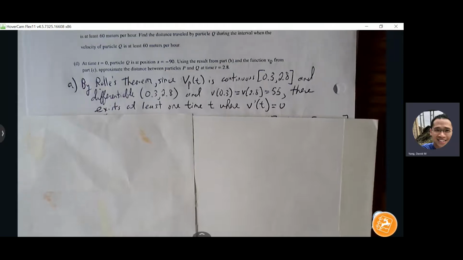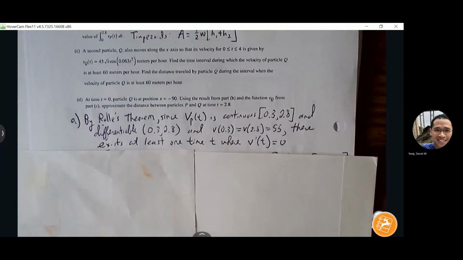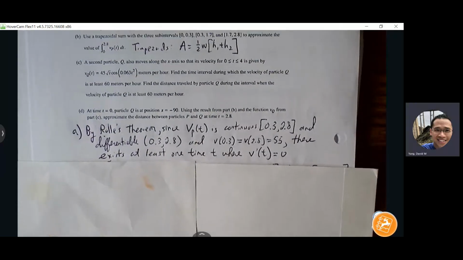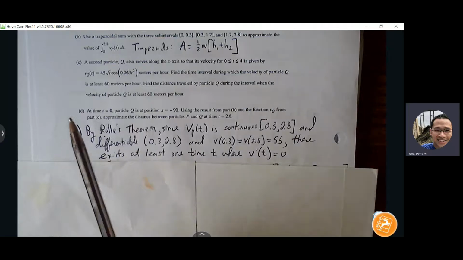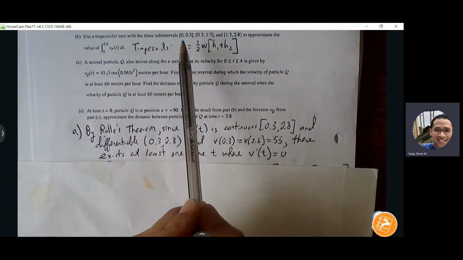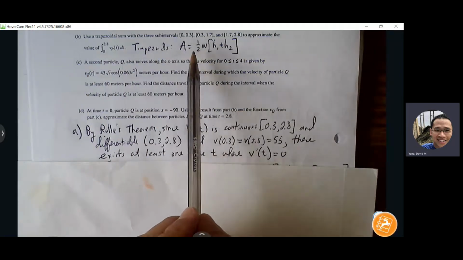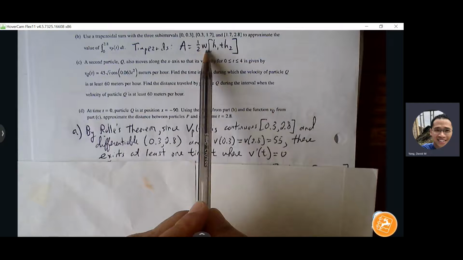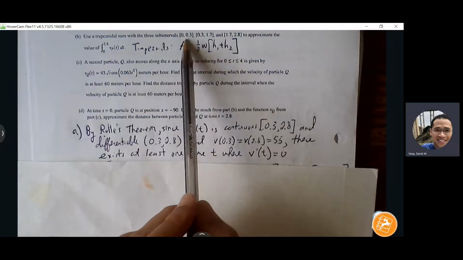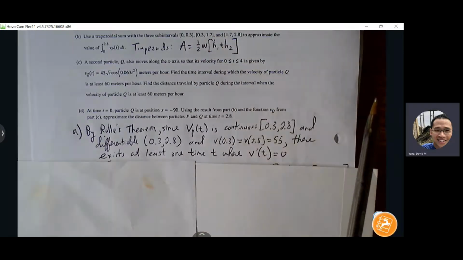Okay, part D. Use a trapezoidal sum with 3 subintervals to approximate the value. So trapezoid, again, the formula is 1/2 width, height 1 plus height 2. We're going to do this for 3 separate regions because we have most likely 3 separate trapezoids of different widths.